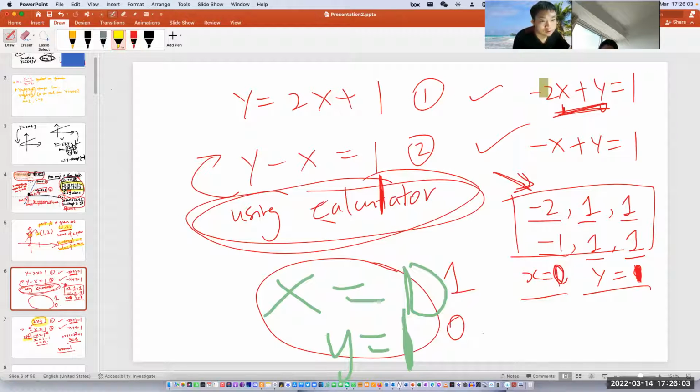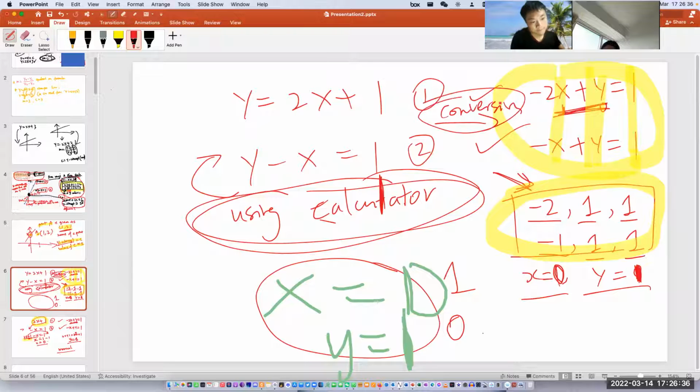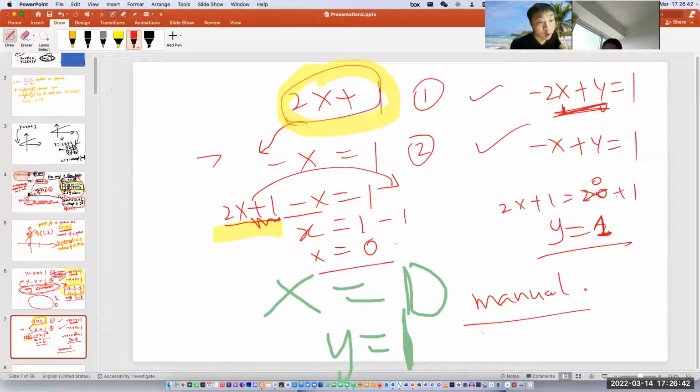By the way, I want to caution you again why I need to rearrange them before I key it into the calculator. The calculator format is x first, y next, and then the value on the right. You need to follow this format. If you don't key in this format, your calculator is not going to give you the correct answer. So you need to get it into this format first. That's why I do the conversion here. So this is by calculator and this is by manual.